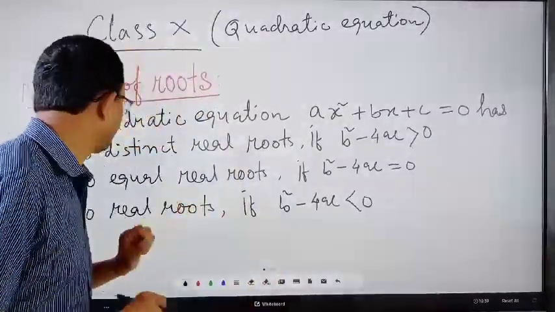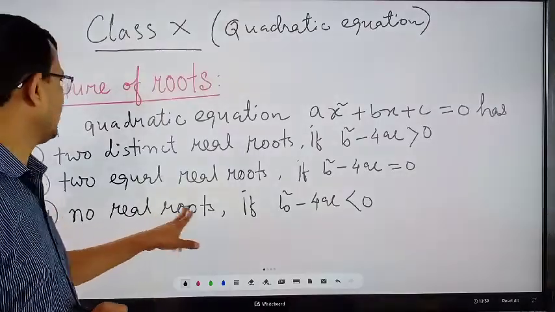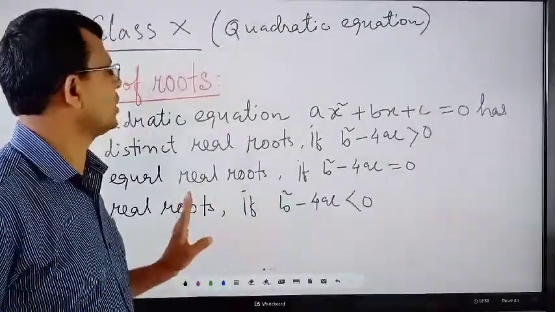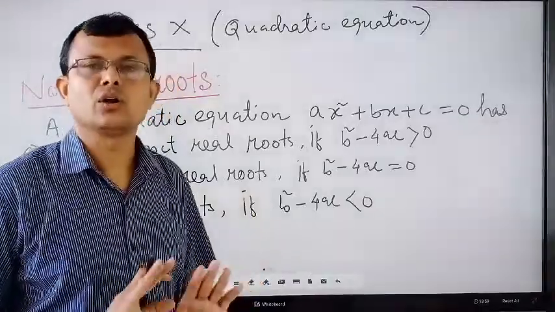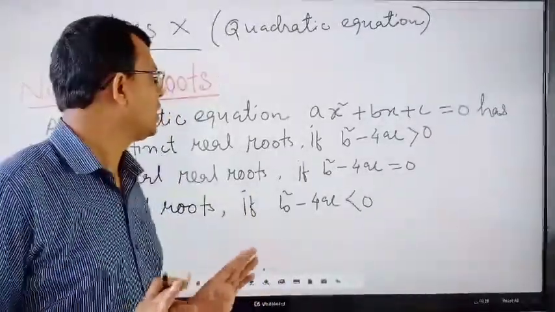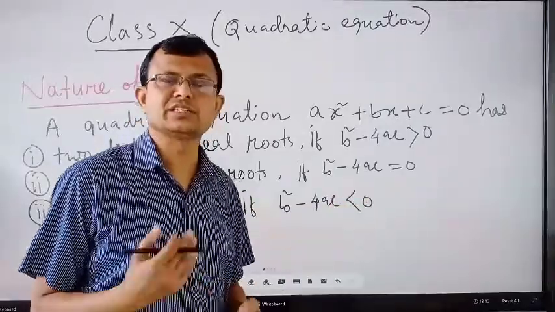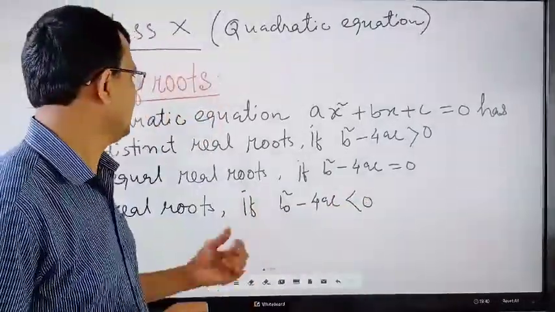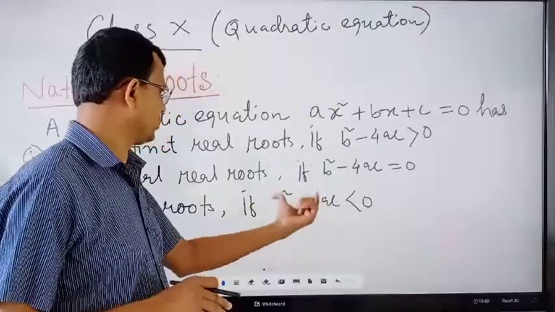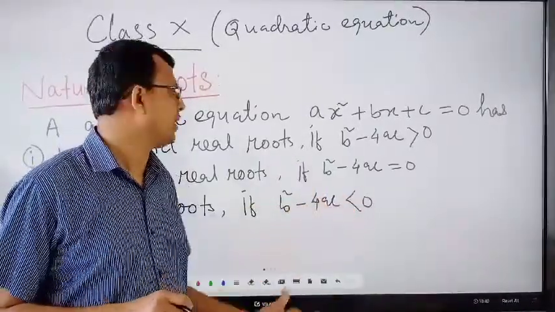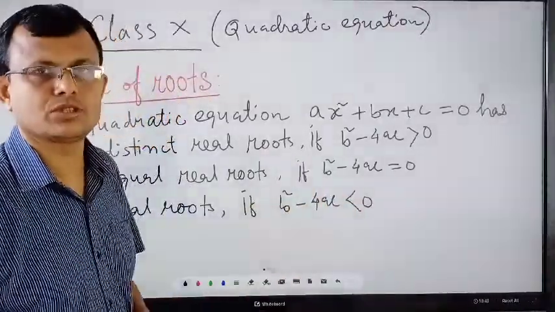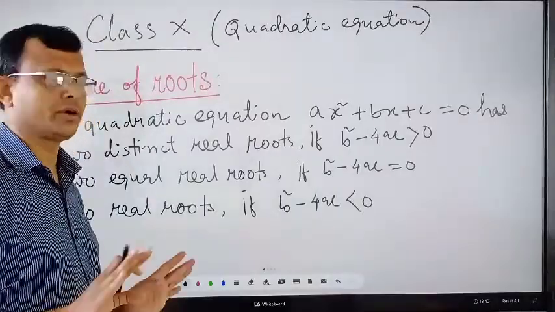And case 3 is no real roots. The two solutions or roots are not real if b square minus 4ac is less than 0. Less than 0 means negative. If the value of b square minus 4ac is negative, then the two solutions or two roots are not real.